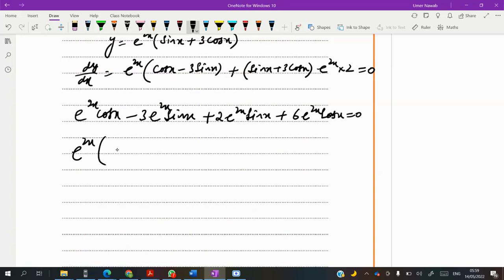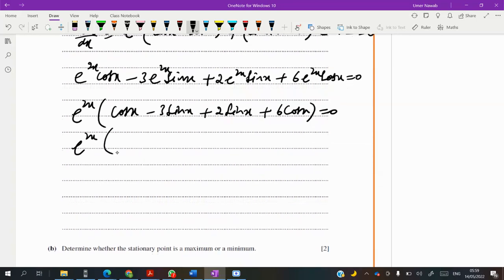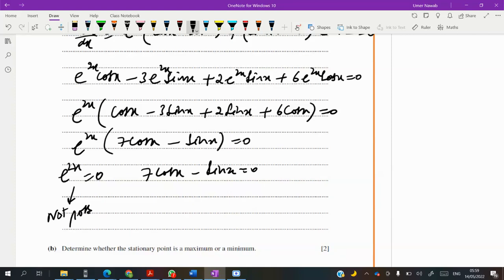You take e raised to 2x common, so cosine of x minus 3 sine of x plus 2 sine of x plus 6 cosine of x is equal to 0. So e raised to 2x times (7 cosine of x minus sine of x) is equal to 0. It leaves you either e raised to 2x is 0 or 7 cosine of x minus sine of x is equal to 0. The first is not possible since e raised to 2x should be greater than 0. So 7 cosine of x is equal to sine of x, and 7 is equal to tan of x.